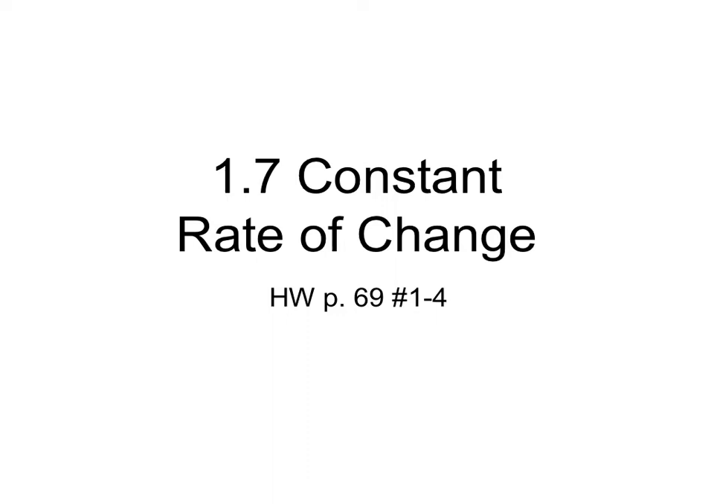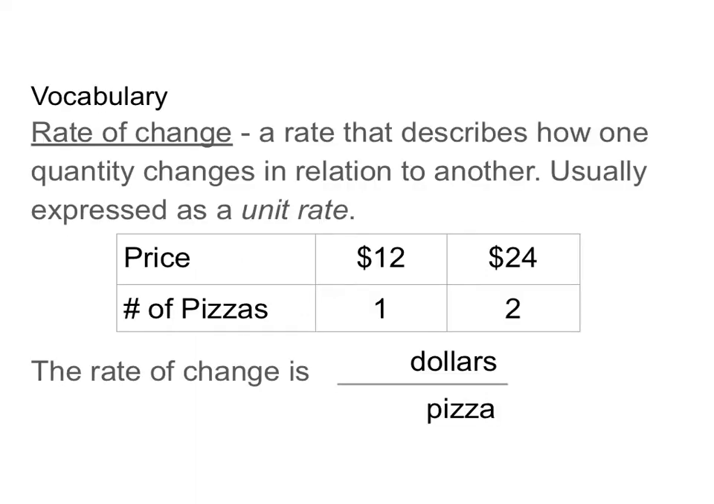Okay, this is 1.7, constant rate of change. Your homework today is page 69, 1 through 4. Go ahead and write the vocabulary down. This is a rate of change. A rate of change is a rate that describes how one quantity changes in relation to another, usually expressed as a unit rate. Now, what does that mean?